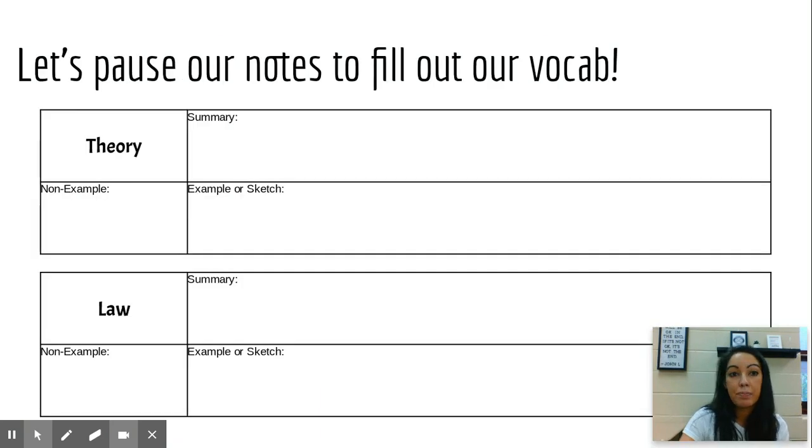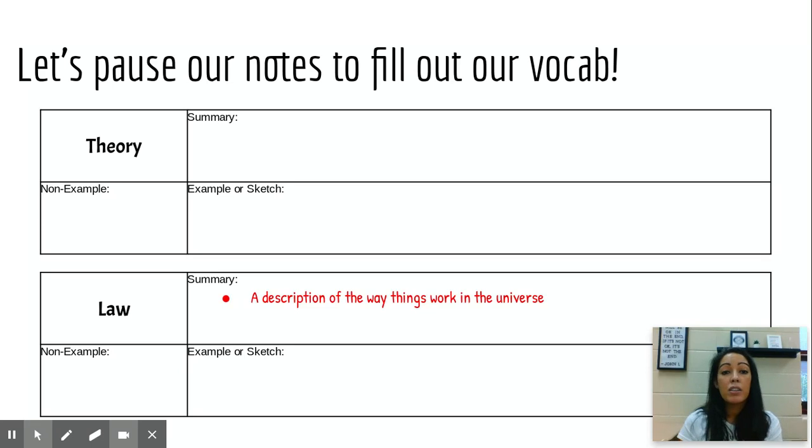in multiple different areas of science. So now that we've talked about law and theory, let's pause the notes, scroll up to the top, and fill out our vocab. I know they're out of order here, but the first thing we talked about was a law.